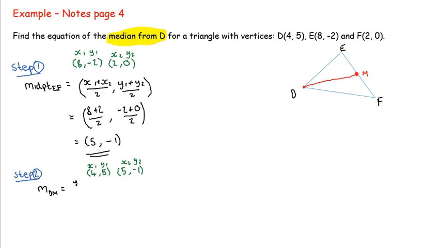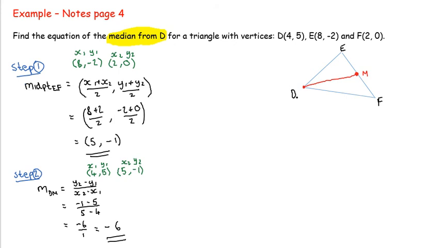So y2 minus y1 over x2 minus x1. Continuing on, y2 is -1 subtract 5 over 5 subtract 4. -1 take away 5 is -6. 5 take away 4 is just 1, which simplifies to -6. So our gradient is -6.